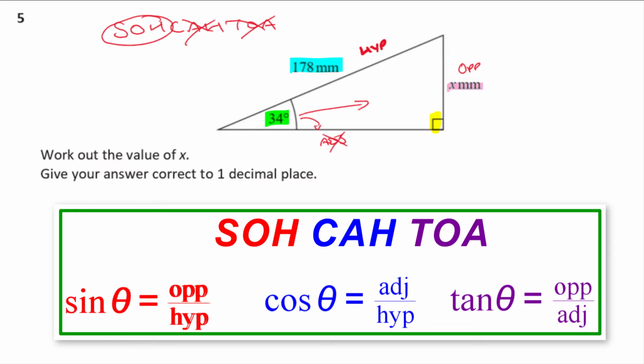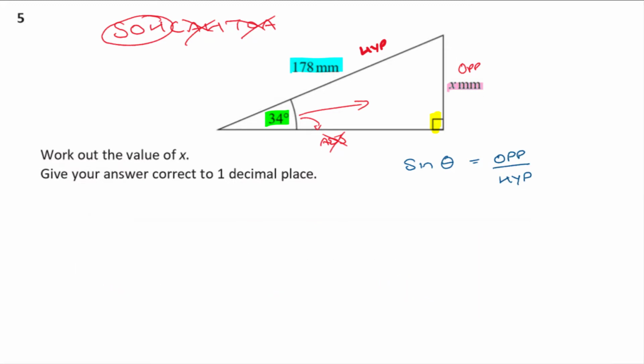I'm going to write down the full formula. Sine theta is equal to op over hyp. And then I'm going to start subbing into it the things that I know. So sine theta, now the angle is theta, isn't it? That's 34 degrees. So that's going to be sine 34. Now the opposite, that was the thing that we wanted to find. That is x. And the hyp, that was the longest side. That was 178. So you can see there's only one thing I don't know here.